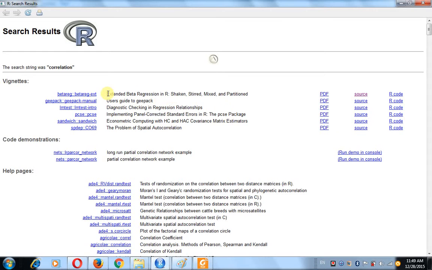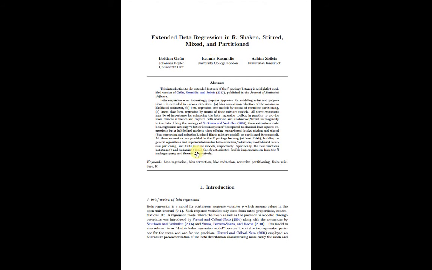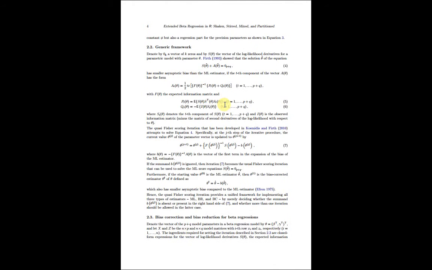and perhaps this is the title of the PDF manual regarding the regression, but it is not the correlation, but somehow more or less it is very closely related to correlation. Let's go for the PDF. I mean, I click on PDF, and R tries to download that PDF and display it in my internal PDF browser. So this is actually the resource which is linked to the first resource. Extended beta regression is not shaken, stirred, mixed and partitioned. So we can simply read this manual and try to understand the regression.